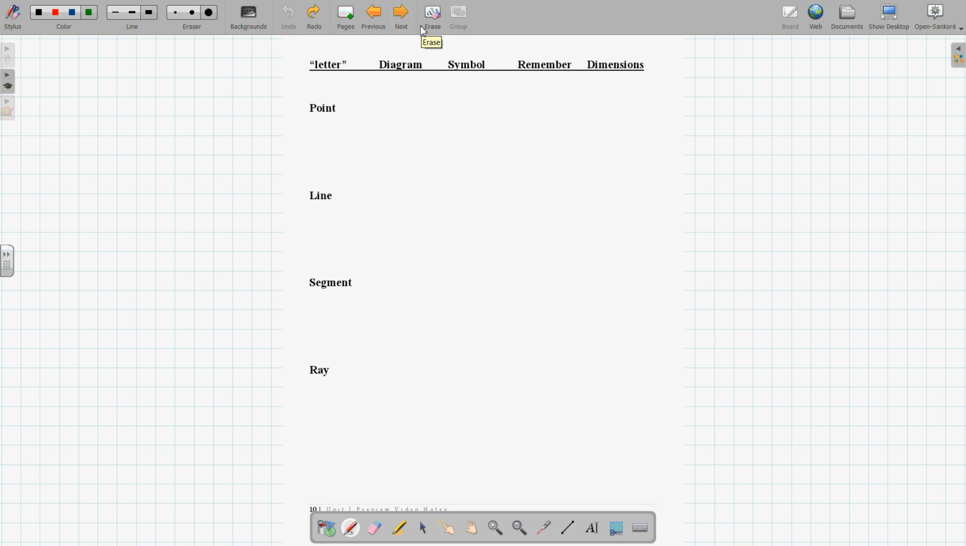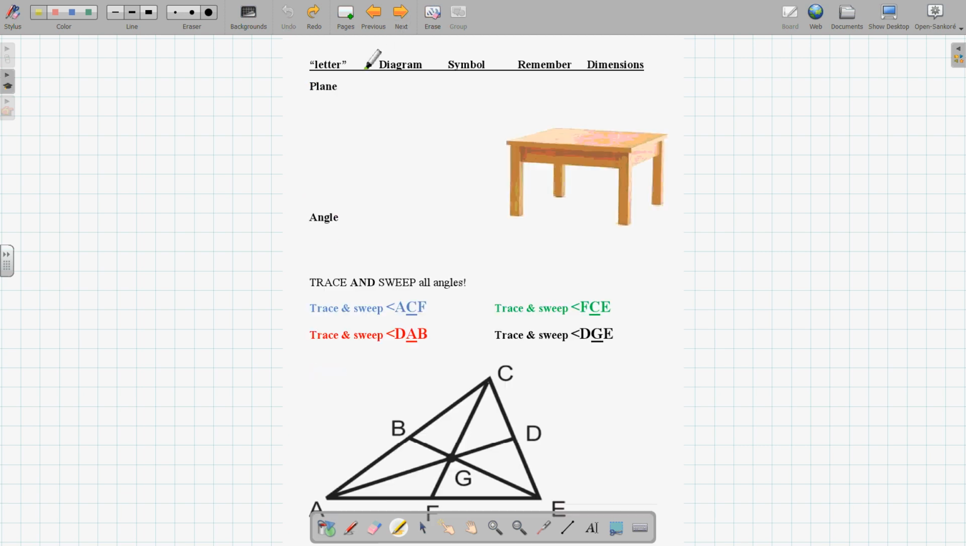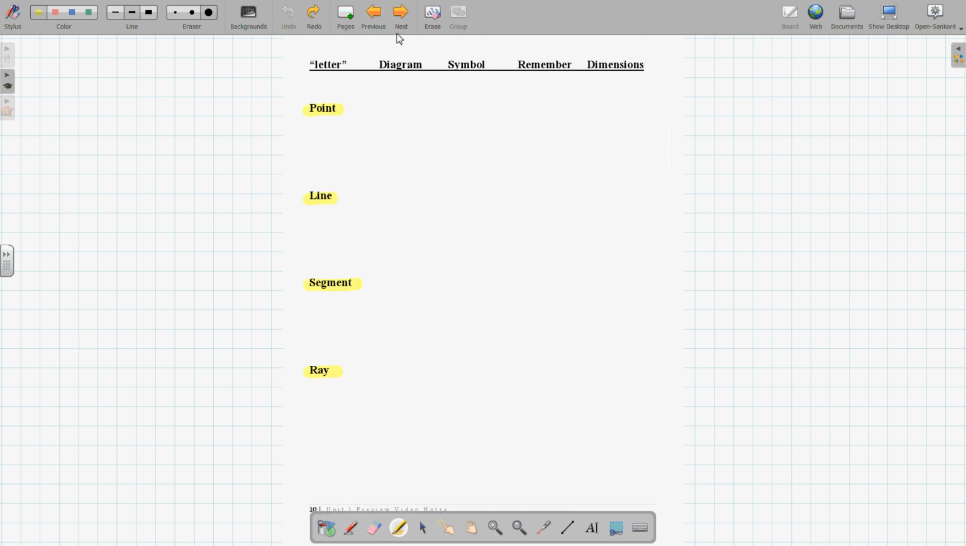So here is the alphabet. There are only 5 letters to our alphabet in geometry. Only 5. Everything we do in geometry will consist of these 5 letters. Point, line, segment, ray, and plane. Angle would technically be a word because it's a combination of the letters. So let's focus on these.